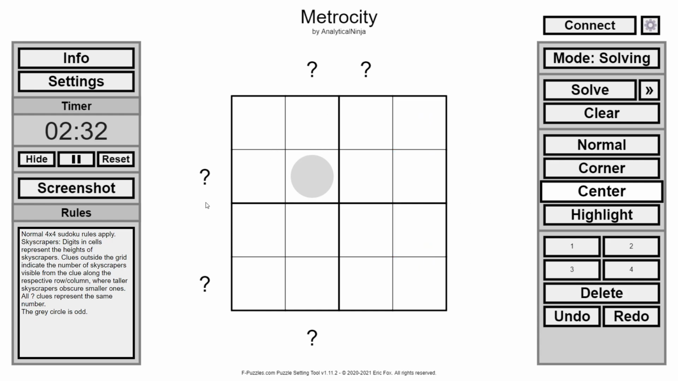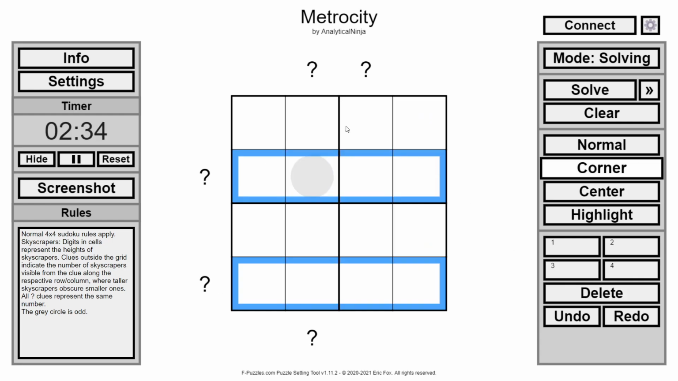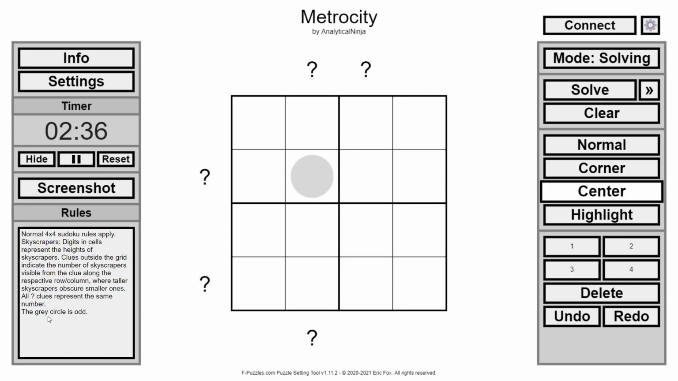We're going to need all of these skyscraper amounts to be the same. And then also the gray circle is odd. So odd is just 1 or 3 for 2x2s. I'll put a link to the puzzle down in the description if you want to give it a try yourself. Yeah, let's give it a go.